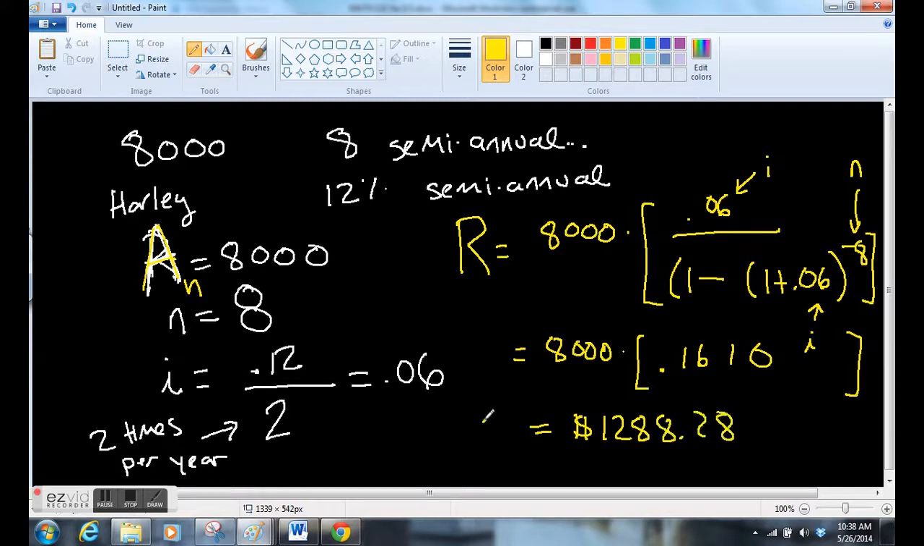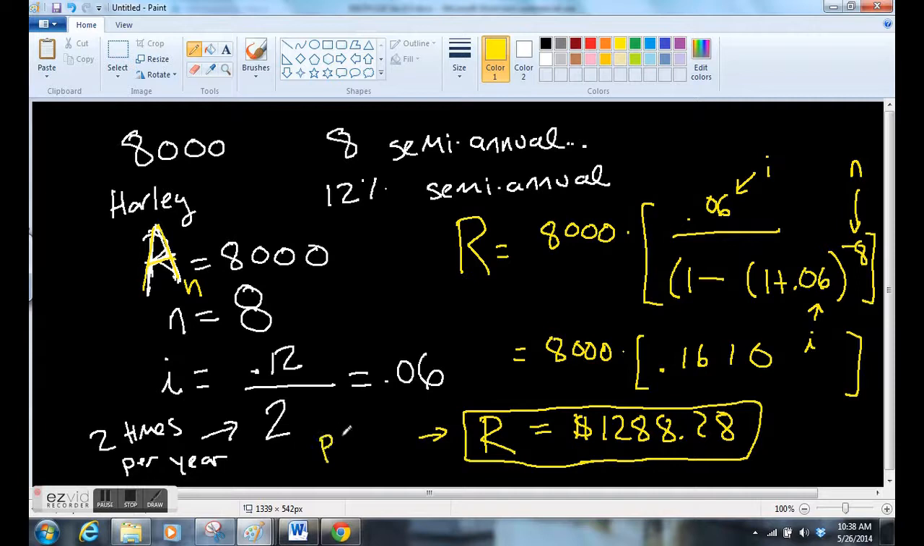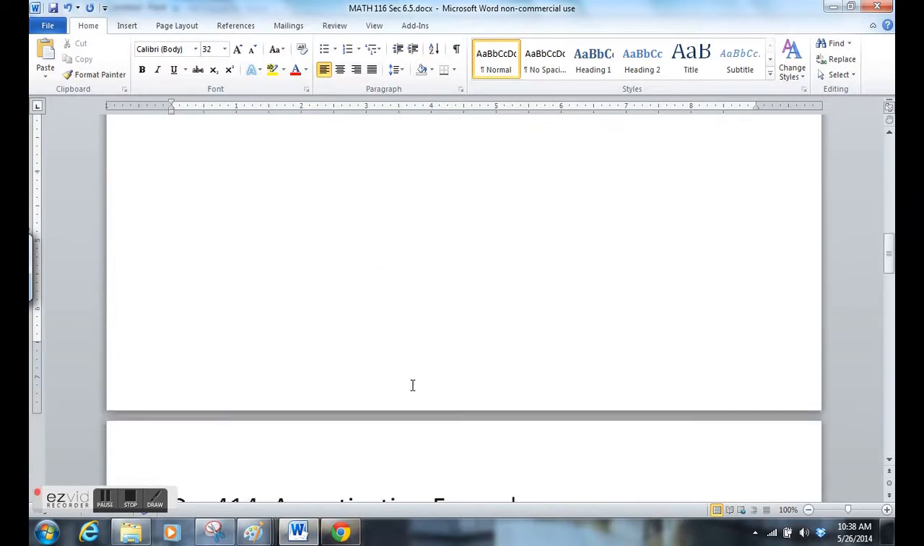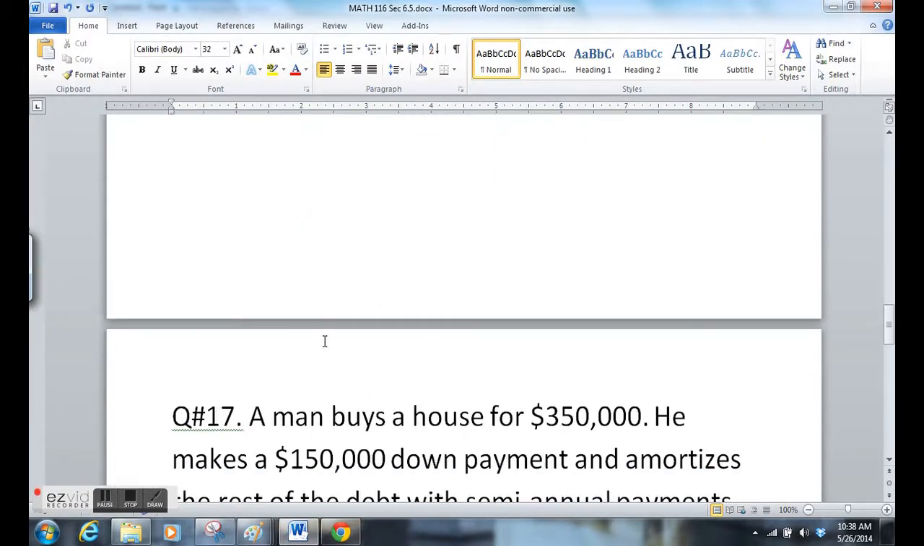So this equals 1288.28. Every 6 months you're paying $1288.28 for your motorcycle. That's the payment you are making every 6 months. Let me quickly reread the question: a debt of $8,000 is to be amortized with 8 semi-annual payments if the interest is 12%. What is the size of each payment? The answer is $1288.28 every 6 months. Is that a good deal? I don't know. How badly do you want that thing you just bought for $8,000?